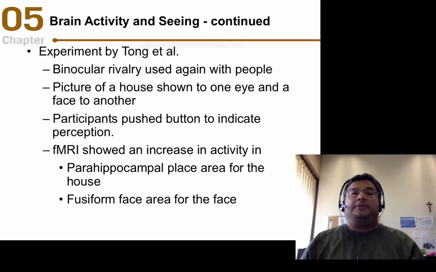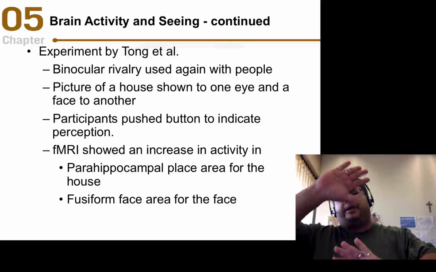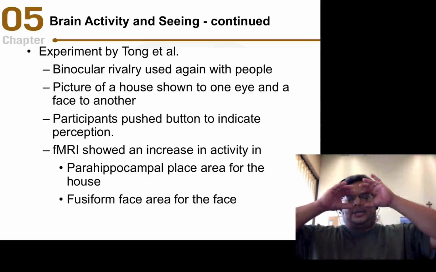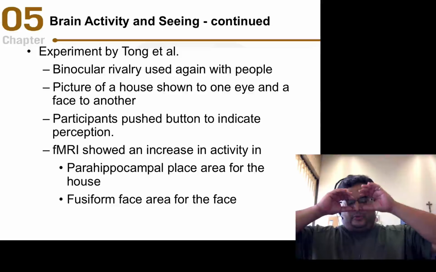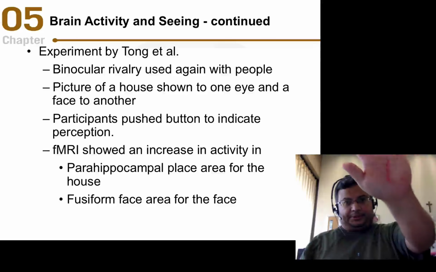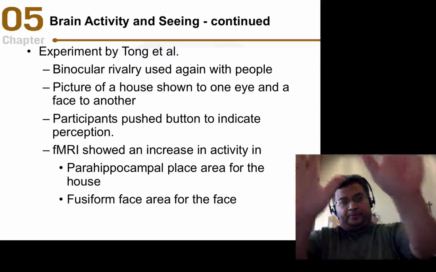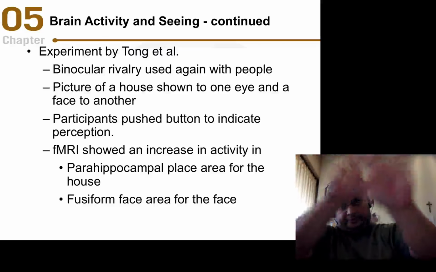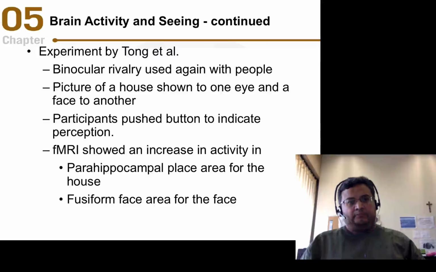And basically what he did was use this red-green filter, where they had these goggles that would let one eye only see what was colored red and the other eye only see what was colored green. And then they showed this picture with a house and a face superimposed on each other. The house was red and the face was green, right? So the house was going to one eye, the face was going to the other eye.